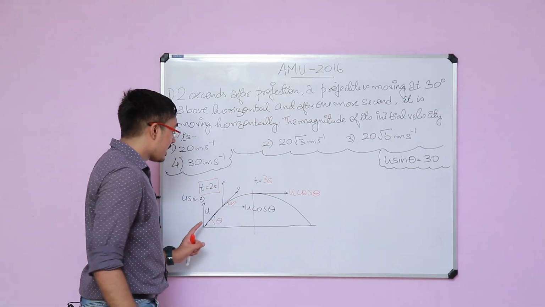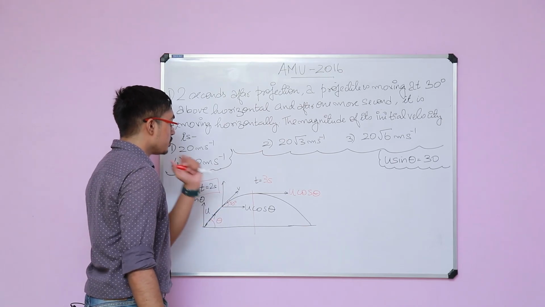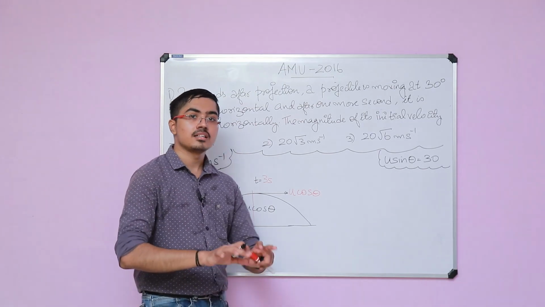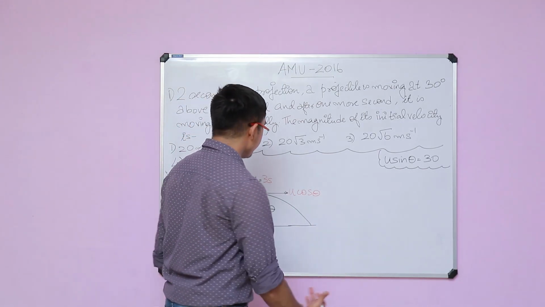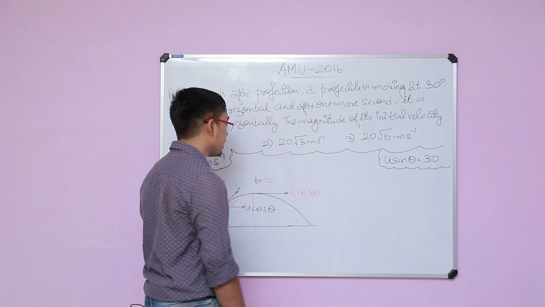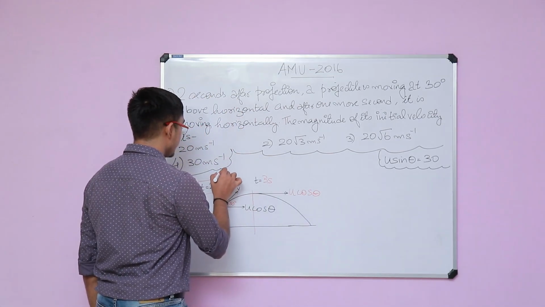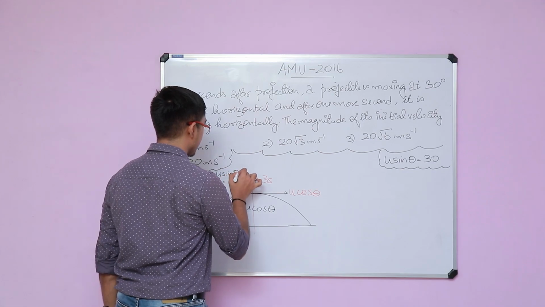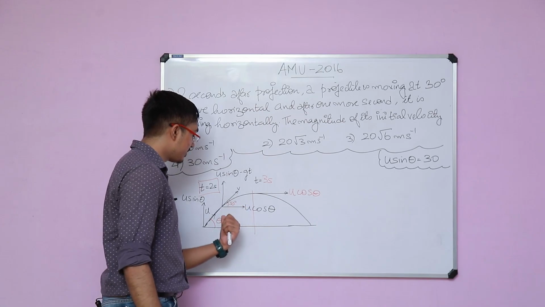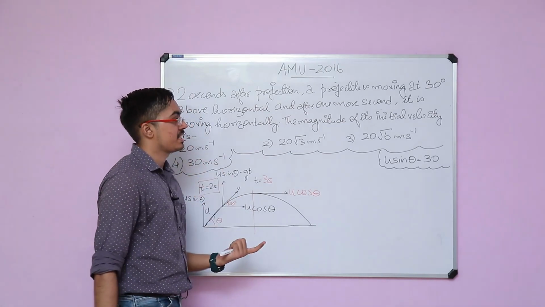Fine. Now as it covers t is equal to 2 seconds, we know that it is equivalent to saying that it is moving under the influence of gravity. So you can simply use the equation v is equal to u minus gt over here. So we will simply put it as u sin theta minus gt. This is the vertical velocity of the body at t is equal to 2 seconds.